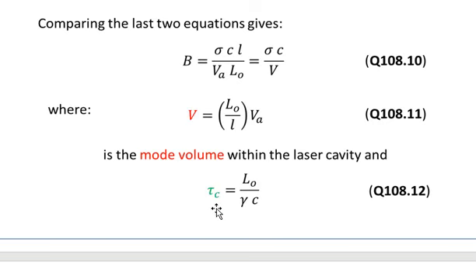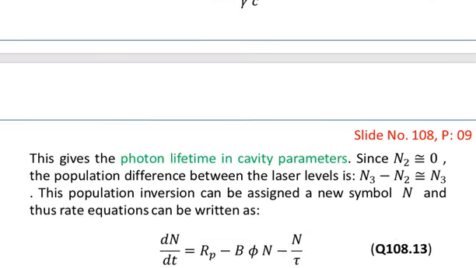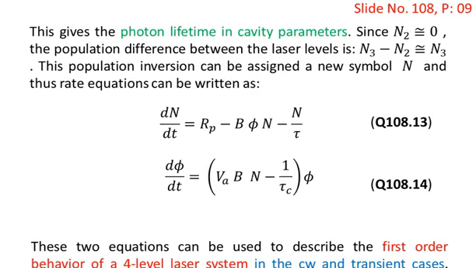And you know that tau c is the lifetime of the photons in the cavity. So we have obtained the value of capital B, we have obtained the value of tau c, which were unknown in the first two equations. This gives the photon lifetime in cavity parameters. So we have obtained the photon lifetime tau c in terms of the cavity parameters.